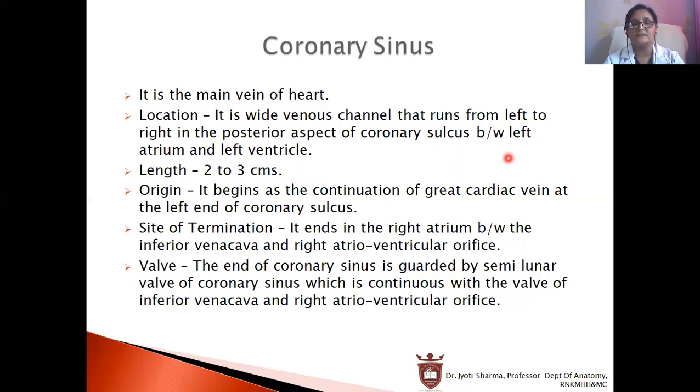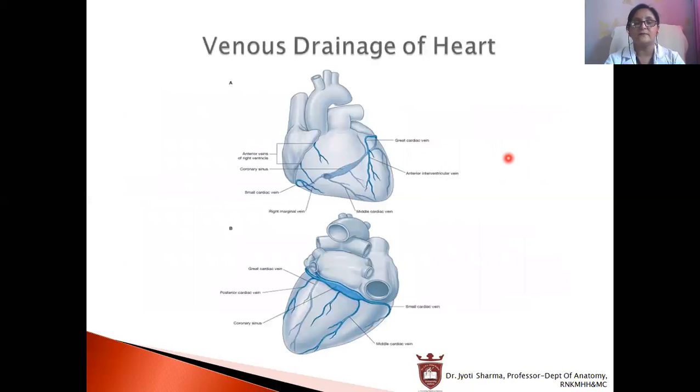The end of coronary sinus is guarded by semilunar valve of coronary sinus, which is continuous with the valve of inferior vena cava and right atrioventricular orifice. Here we can see the venous drainage of heart and all the veins: the great cardiac vein, the anterior interventricular vein, the middle cardiac vein, and this is the coronary sinus.